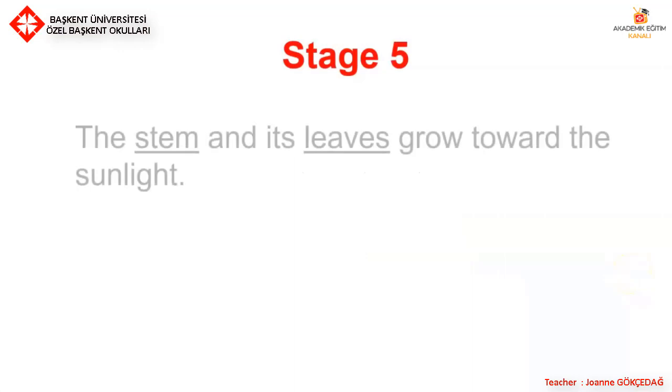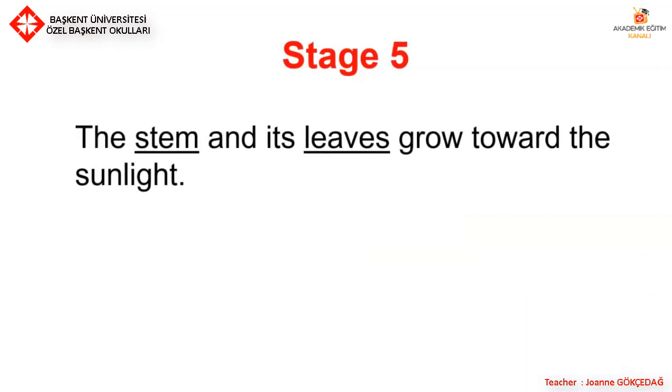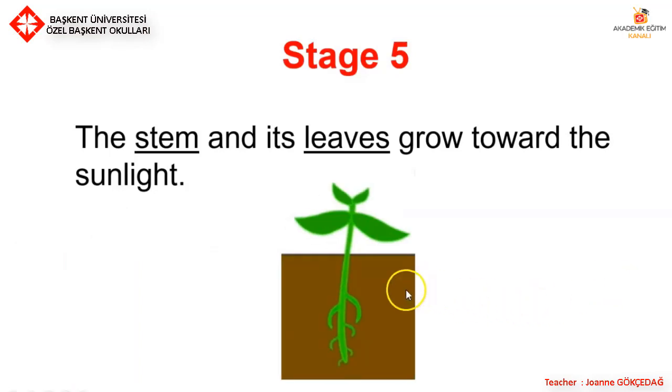Stage 5. The stem and its leaves grow towards the sunlight. If you look now, the seed's disappeared. You've got the roots, you've got the stem, and here you've got the leaves coming out. And they're going to grow up towards sunlight.